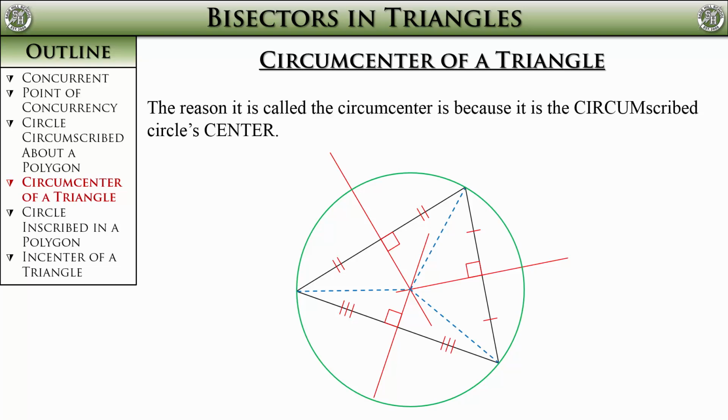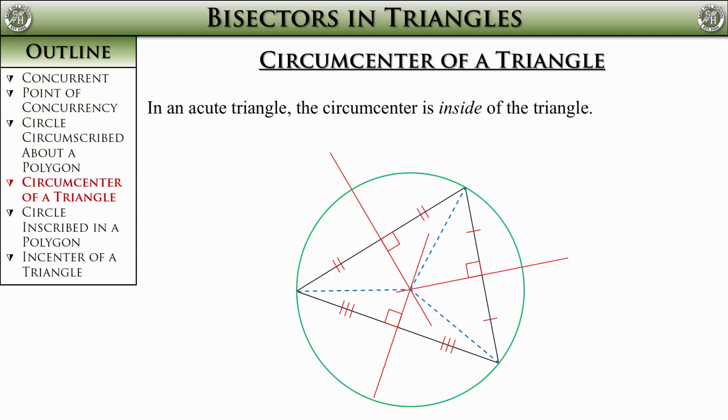You'll end up constructing circumscribed circles. So you'll need to construct the perpendicular bisectors to find the circumcenter, then use the circumcenter to draw your circumscribed circle. Sound fun? Last thing about the circumcenter.